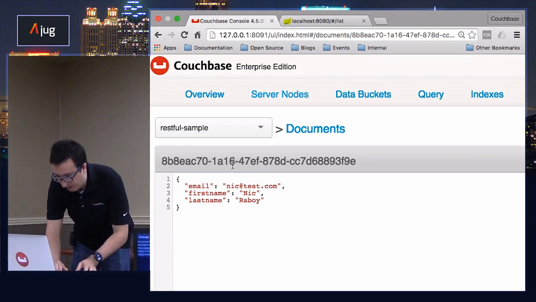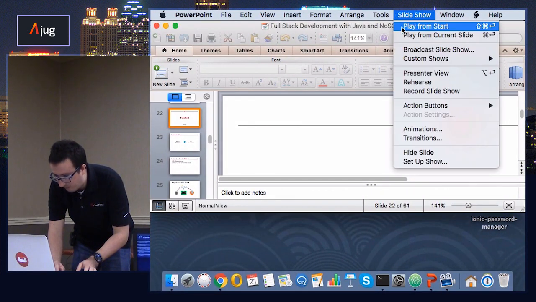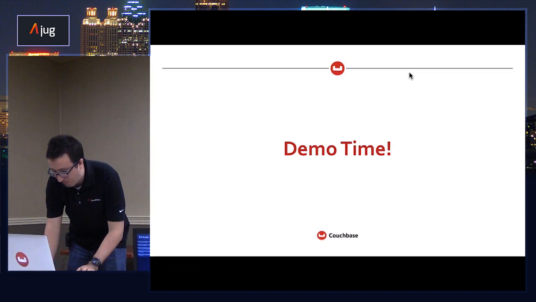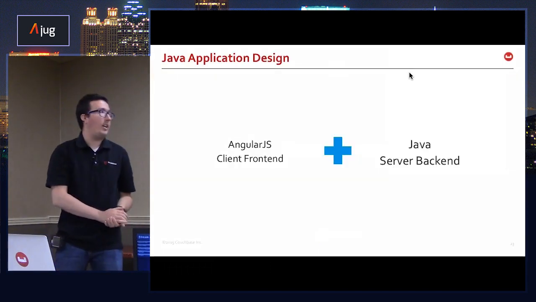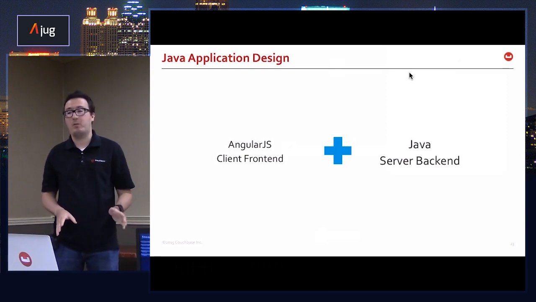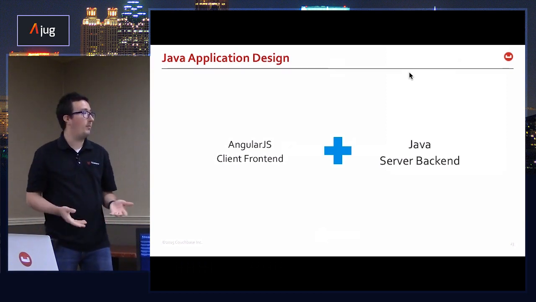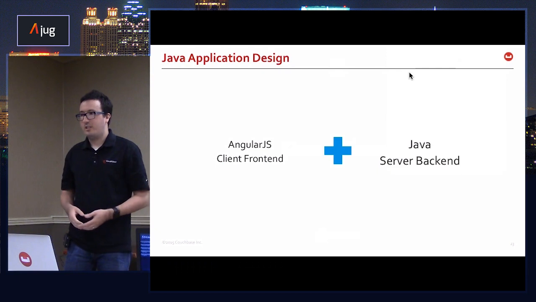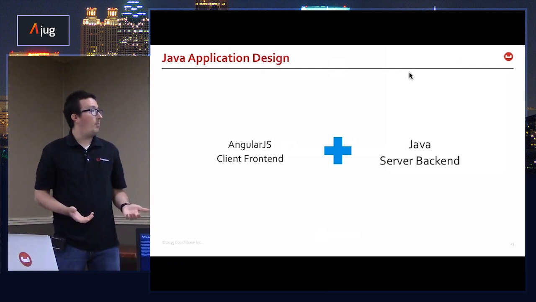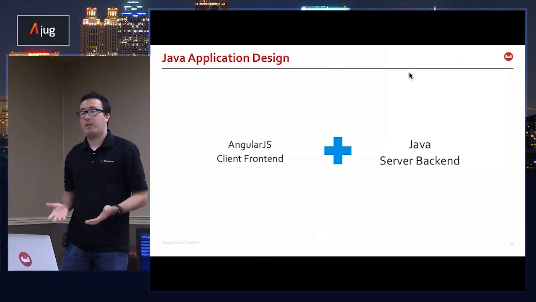So let's look at some more slides here. That application was actually split into two parts. All of the front end that you saw was built with AngularJS, JavaScript, CSS, HTML, just anything that you would normally find in a front-end framework, front-end stack. The back end was all Java, all Couchbase.